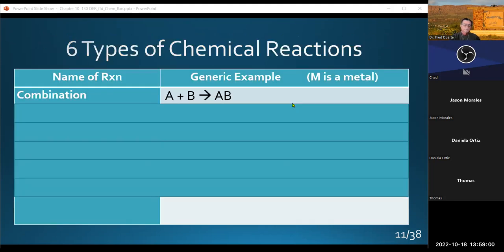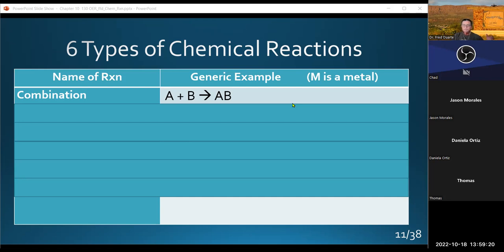All right. So this brings us to a description of all the 6 types of reactions that we're going to work. The first type is, and they're giving you general reactions here, A and B, which are general elements.